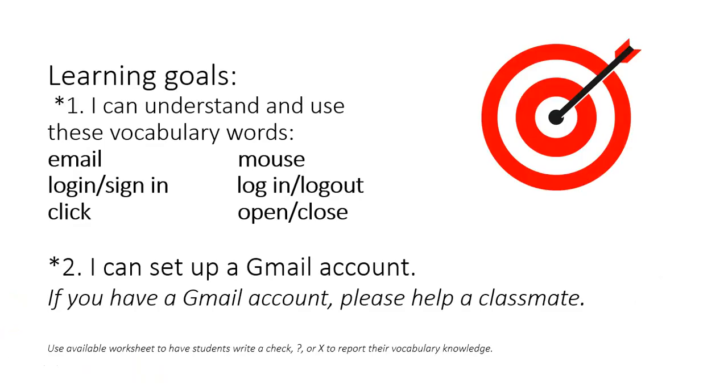The first thing that we're going to do is review our learning goals. I can understand and use these vocabulary words: email, log in or sign in, click, mouse, log in and log out, open, close. Our second learning goal: I can set up a Gmail account. If you already have a Gmail account, please help a classmate who does not.